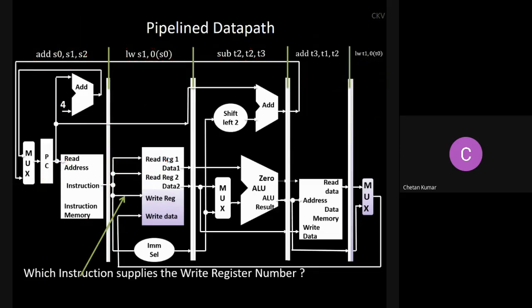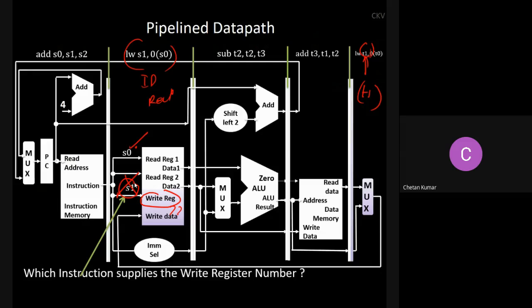So the problem here is you are trying to write into the T1 register, but who is supplying the write register number? If you go by our current analysis, who is supplying the write register number? Now, the write register number is given as S1, but actually this is not correct. It should be T1. The read register is correct. This instruction is in instruction decode, in which you have to read registers. So this part is correct. This being S0 is correct, but the write register number being S1 is wrong.